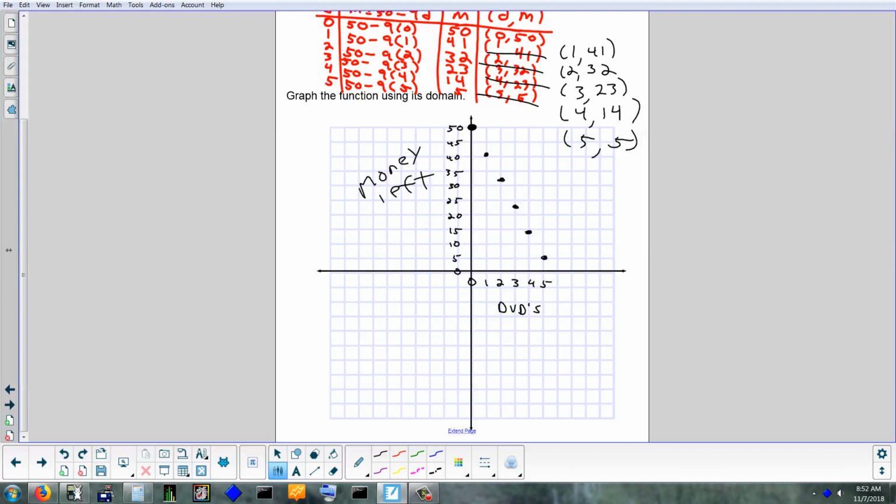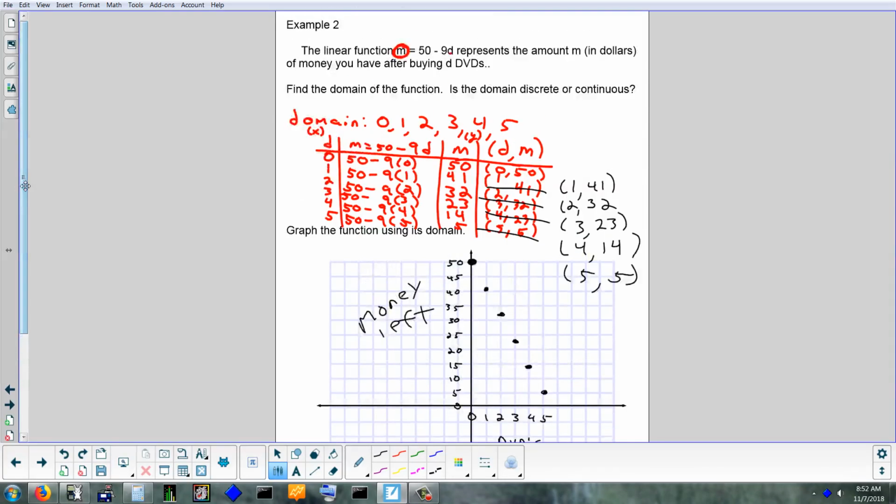Now should I connect them? Yeah. So connecting them means you could rent any number of DVDs you wanted between 0 and 5. Could you pick any single number between 0 and 5? 4.5 DVDs. No, because this one is discrete. Okay, that's discrete. Any questions on those two?